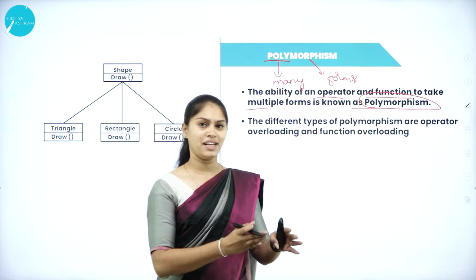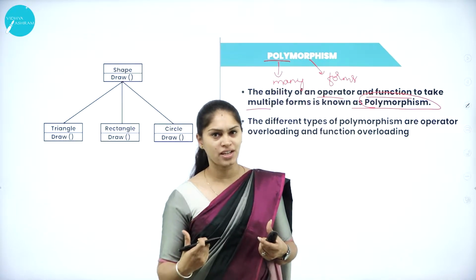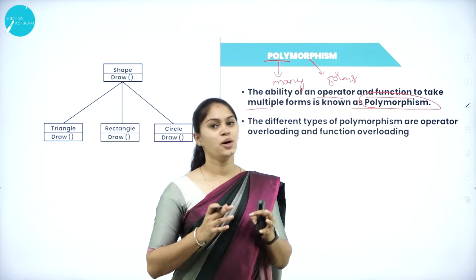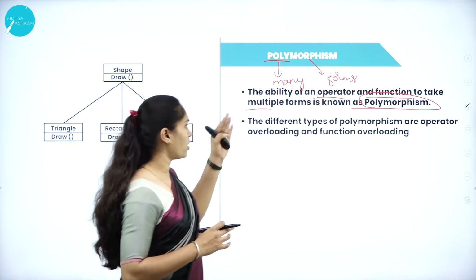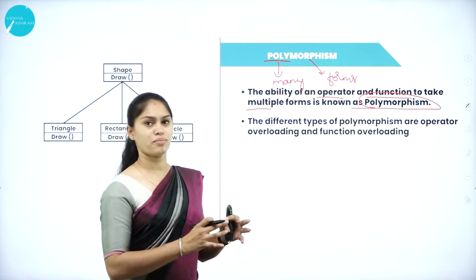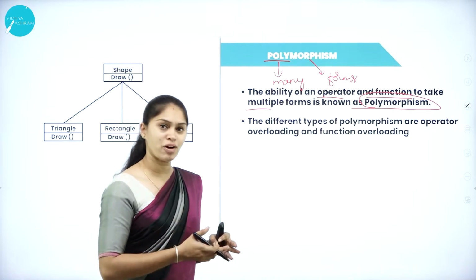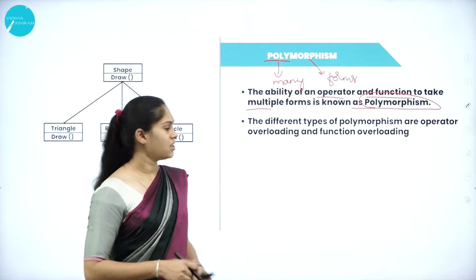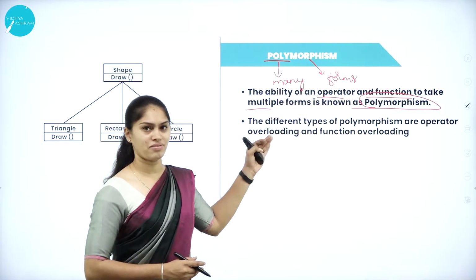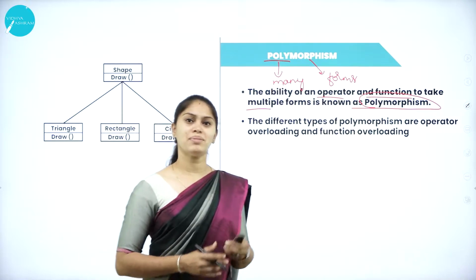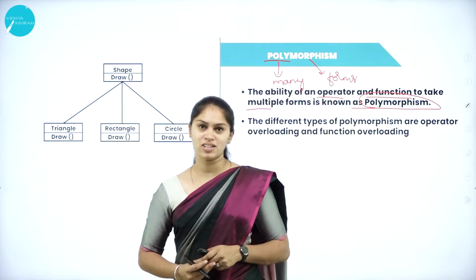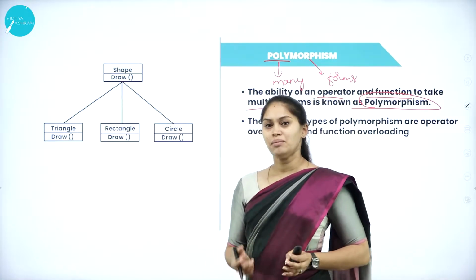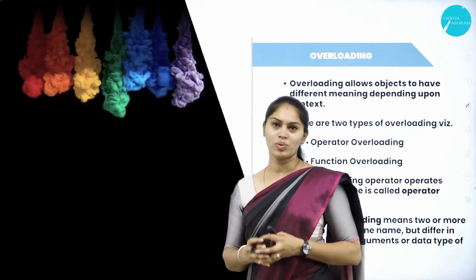So the ability of an operator and a function to take more than one form is called what? Polymorphism. Here poly means many and morphism means forms. It will take more than one form based on the scenario or based on the context. That is regarding polymorphism. This polymorphism can be implemented by making use of a concept called overloading. We implement the polymorphism mechanism by making use of one more concept called overloading.